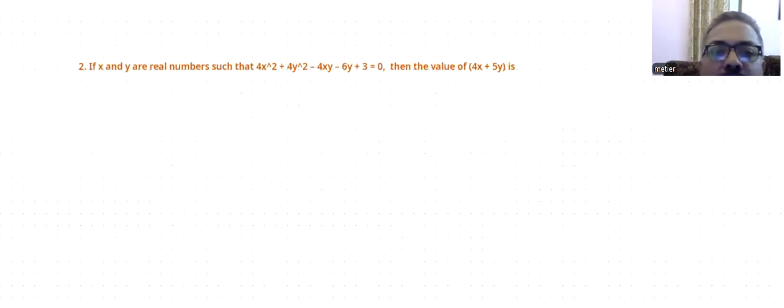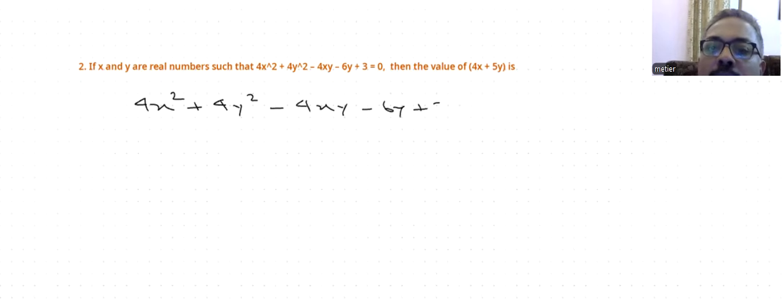It is a very simple question of quadratic equation. It is like that: 4x square plus 4y square minus 4xy minus 6y plus 3 equals 0. You need the value of 4x plus 5y, means you need the solution for x and y. Now check it. It is a quadratic equation, equals 0 is there. In 100% of questions, you will be getting these words in such questions.